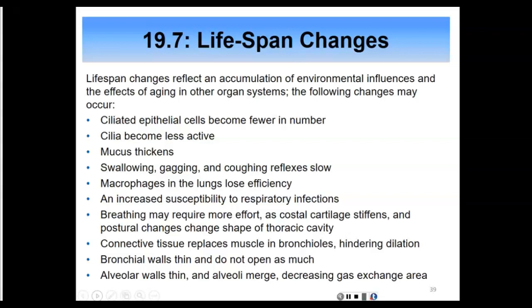Breathing may become more of an effort because some of that costal cartilage, which is between your rib bones and your sternum, starts to stiffen, and your postural changes can affect your thoracic cavity as well. So that's a good reason to have good posture and get adjusted so your lungs work better. Connective tissue replaces muscles in the bronchioles, which will hinder its dilation, and the bronchial walls thin and do not open as much. Your alveolar walls thin and the alveoli merge, which will decrease your gas exchange area as well.